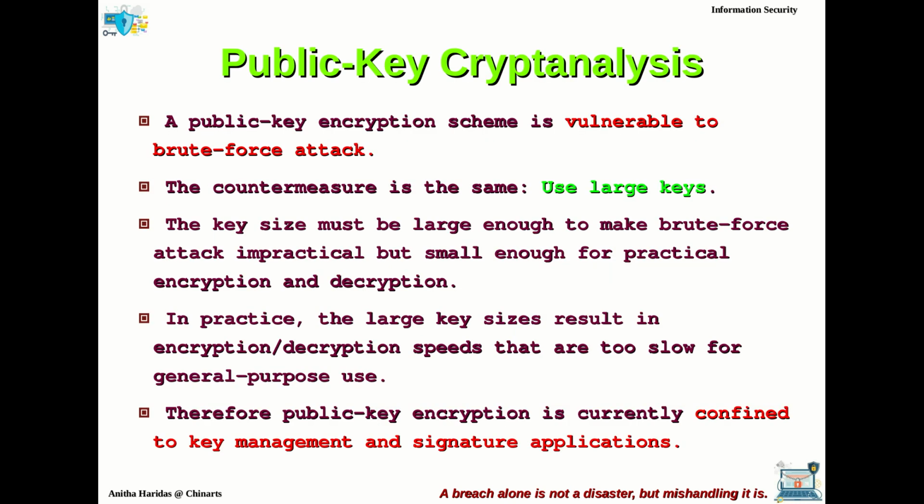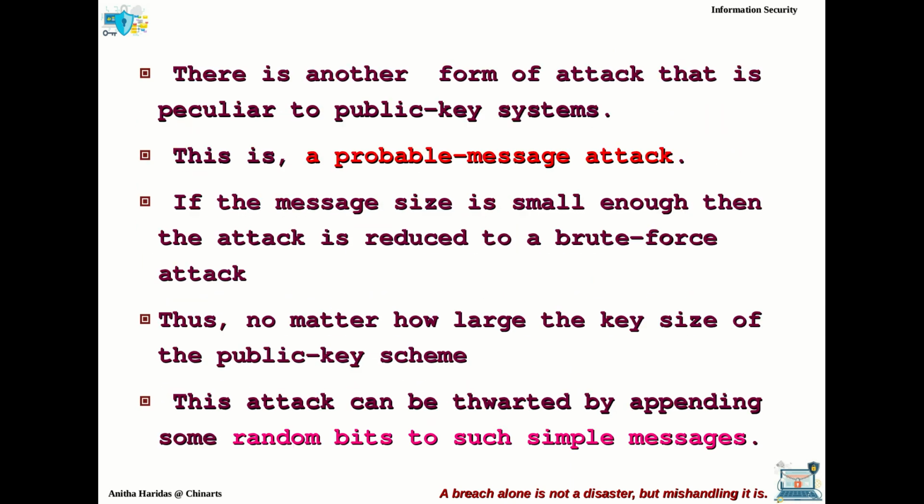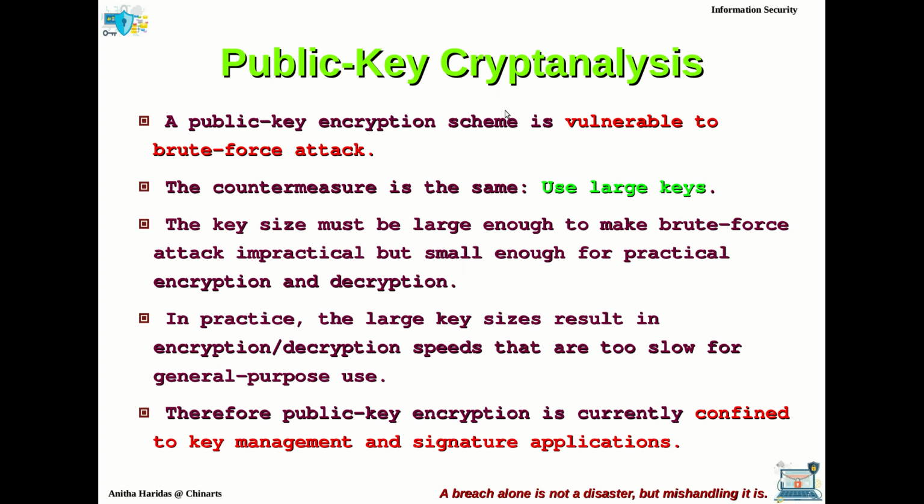Next, very briefly, let us talk about public key cryptanalysis. We are going to see only three kinds of attacks here. The first one: the public key encryption scheme is vulnerable to brute force attack. If the key size is very small, obviously it is vulnerable to brute force attack. So what is the countermeasure? We need to use larger keys, and the key size must be large enough to make the brute force attack impractical, but small enough for practical encryption and decryption. This point is to be observed here.